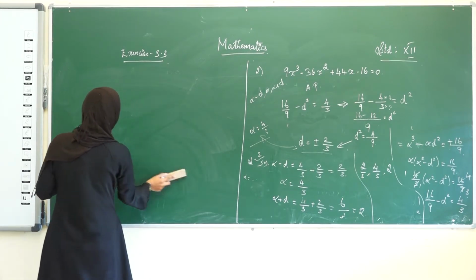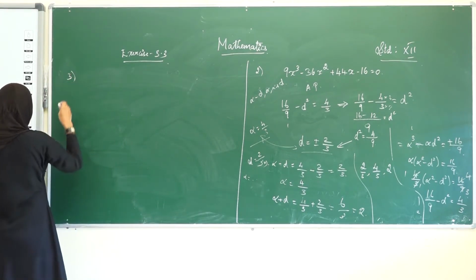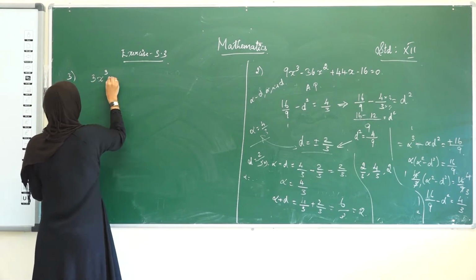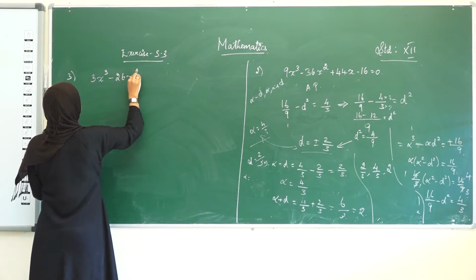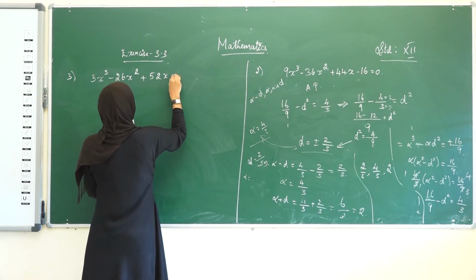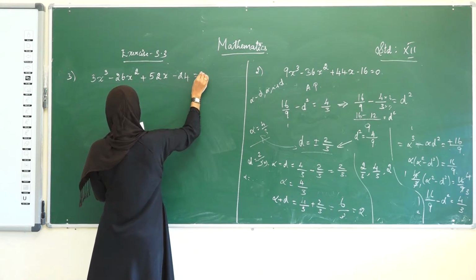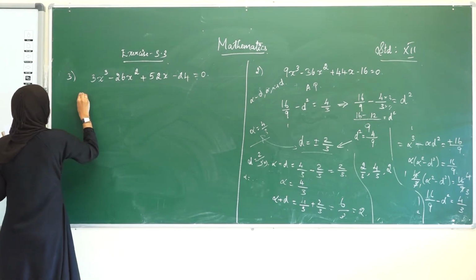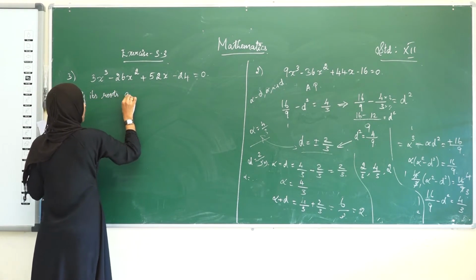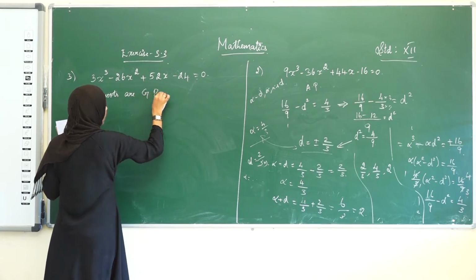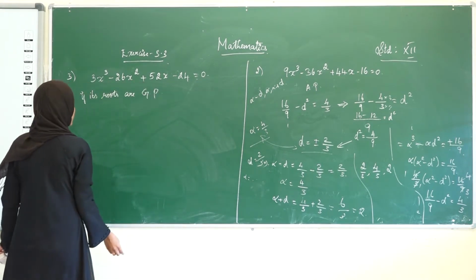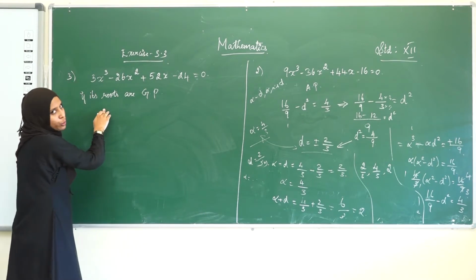Now, let us move on to the third question. What's the question they have given? Solve the equation 3x cube minus 26x square plus 52x minus 24 equal to 0 if its roots are in GP, that is geometric progression. In the last sum we saw roots in AP, that is arithmetic progression. Now we are going to solve the equation whose roots are in GP.